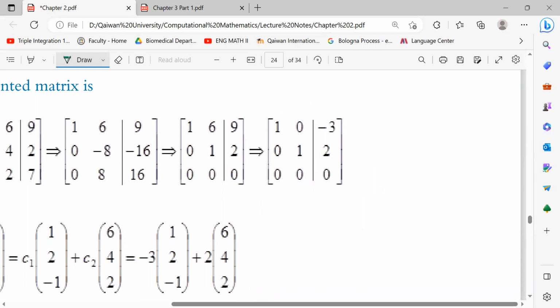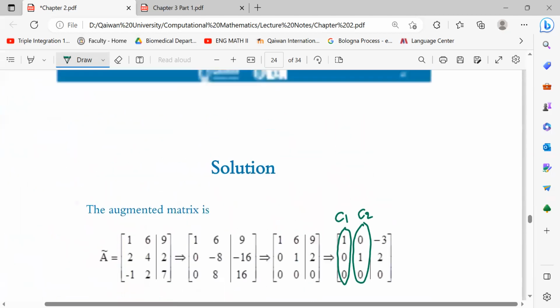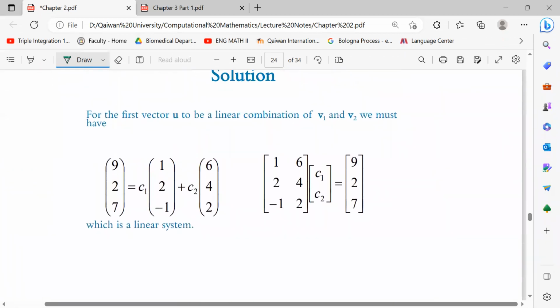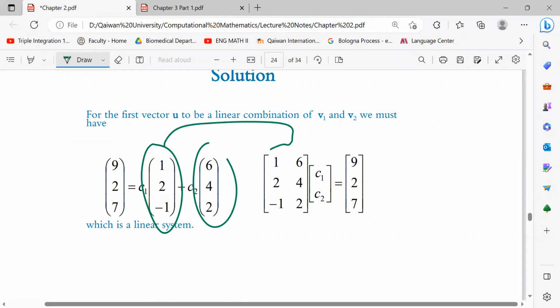Then, in the second one, what is this coefficient for? It's for C2. As you see, the first column are the coefficients of C1. The second column are the coefficients of C2. This is C1 and this is C2. It's the first column and this is the second column.